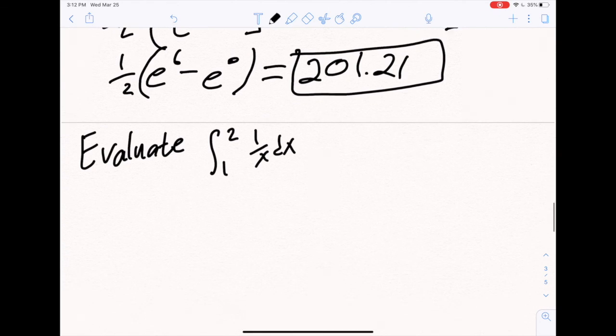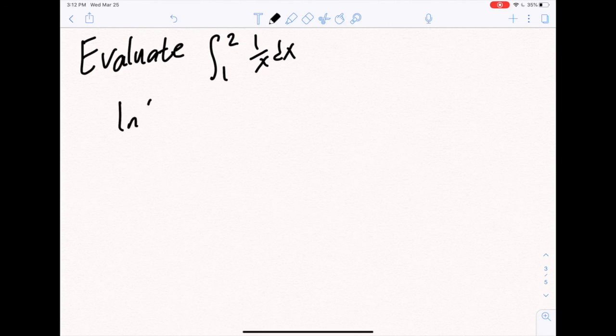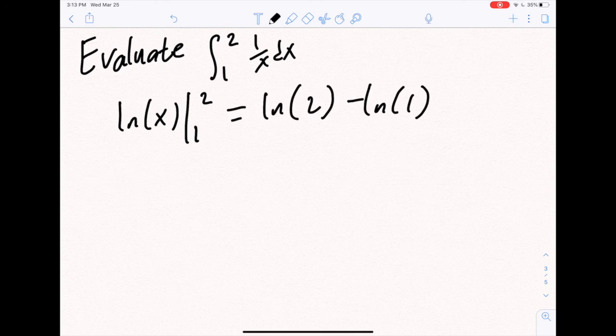All right, let's take a look at another example. We want to evaluate the integral from 1 to 2 of 1 over x dx. As we recall, the integral of 1 over x is just the natural log of x, so this ends up being the natural log of x evaluated from 1 to 2, which is the natural log of 2 minus the natural log of 1. And if you plug that into a calculator, you get about 0.69.